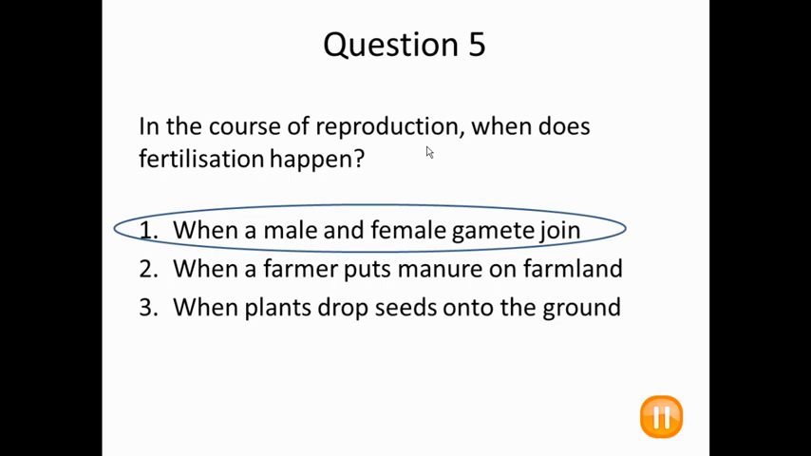And when plants drop their seeds onto the ground, the seed is actually an already fertilised egg cell from the plant. So the pollen has already fertilised the egg cell and created the seed, and that's actually seed dispersal rather than fertilisation. So it's a stage.